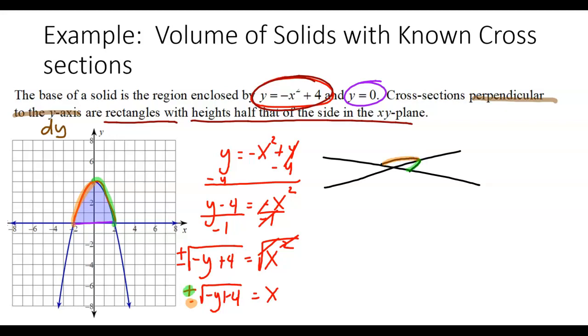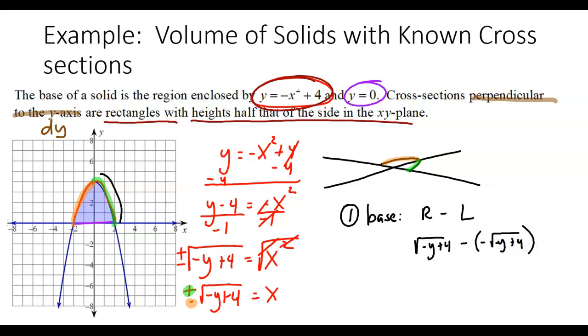Okay, so how do we do this when we're integrating with respect to y? The base, for step 1, the base with respect to y is going to be right minus left. The green one is the one that's on the right, and that's the positive one. The function on the left is the negative one. Now this is actually easy to simplify. We could just turn that into a positive and add these together and get 2. Like that. So there's my base.